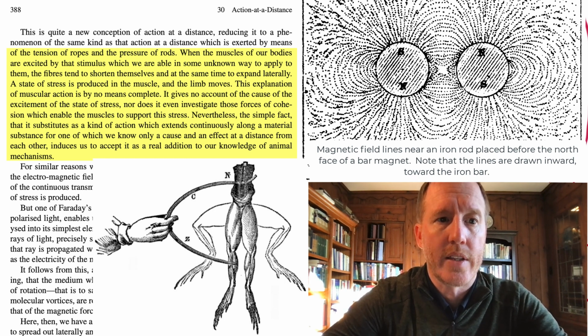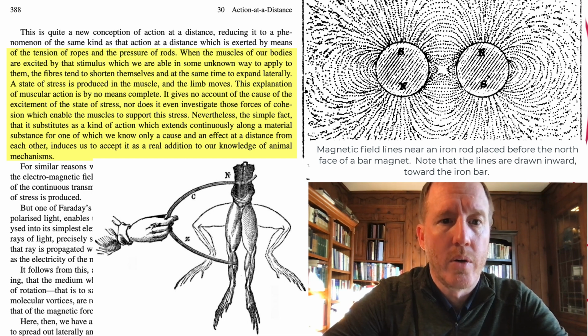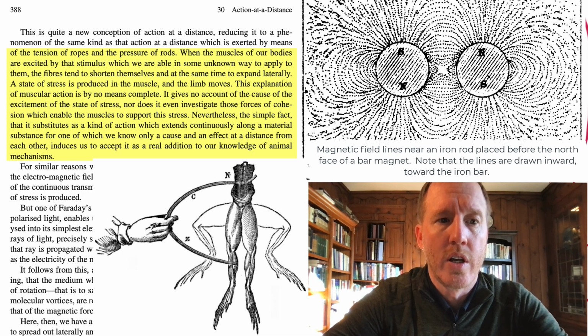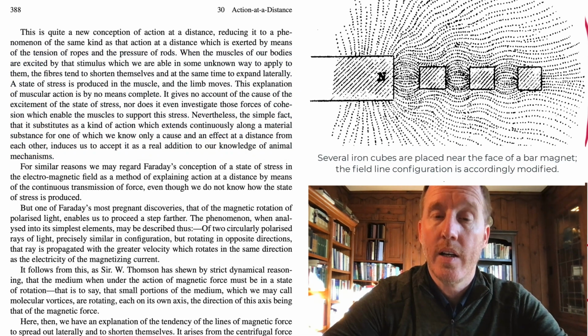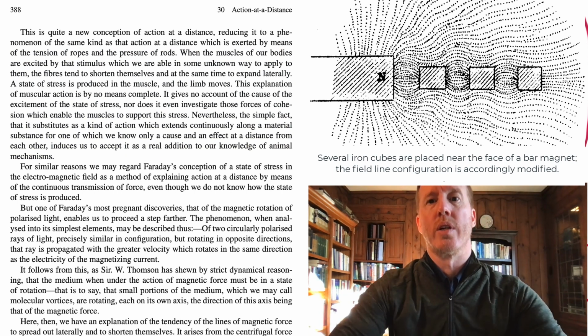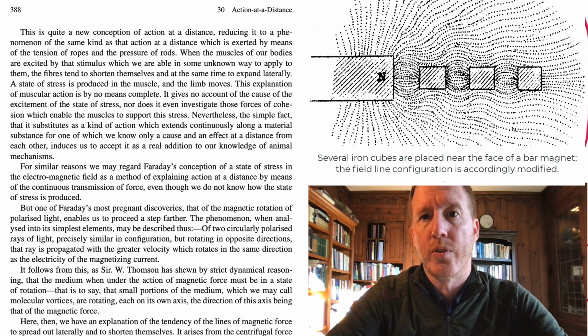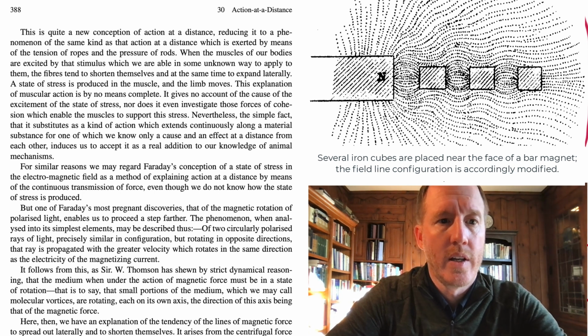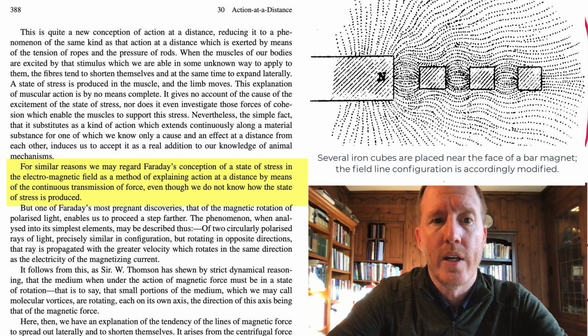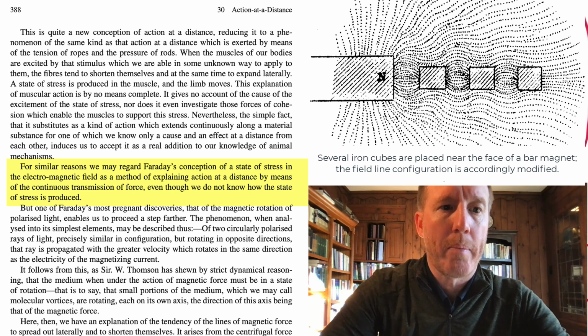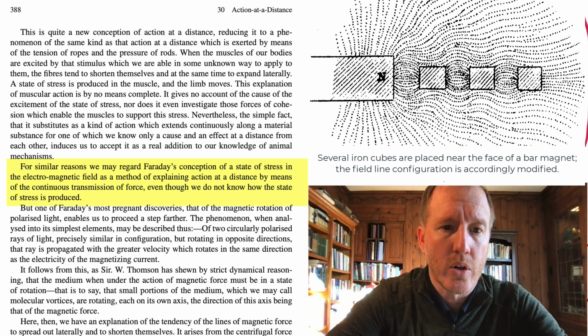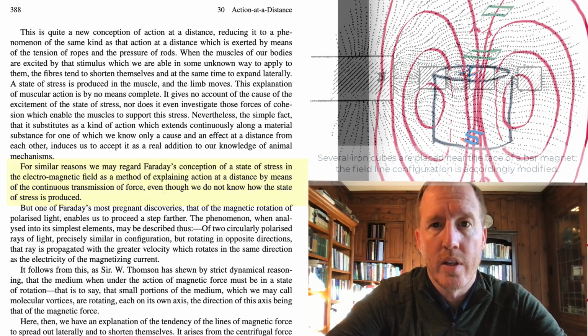Nevertheless, the simple fact that it substitutes a kind of action which extends continuously along a material substance for one of which we know only a cause and an effect at a distance from each other induces us to accept it as a real addition to our knowledge of animal mechanism. And this is an analogy he's using. So he's likening these magnetic fields to a muscle connecting two things. For similar reasons, we may regard Faraday's conception of a state of stress in the electromagnetic field as a method of explaining action at a distance by means of the continuous transmission of force, even though we do not know how the state of stress is produced.